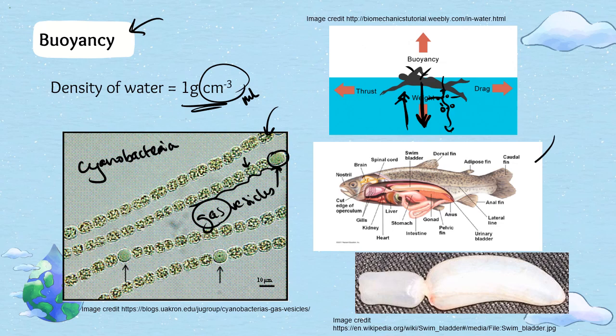Other organisms that live in the water, like these fish, they have these super cool things called swim bladders. Swim bladders. It is here in the fish. It's here out of the fish. And these are also filled with air to help the fish be more buoyant so that it can stay up a little bit more, not have to work so hard to swim toward the surface of the water.